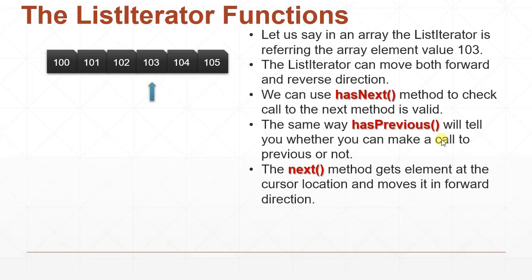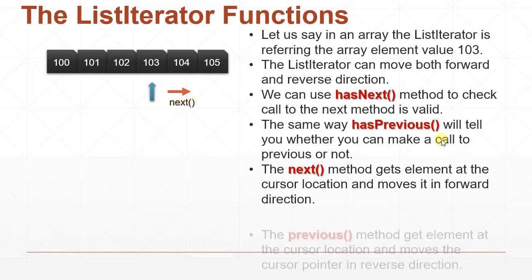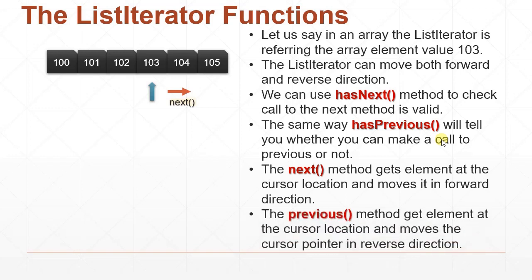The next method gets the element at the cursor location and moves the cursor in the forward direction. For example, at present we are at 103, and if we make a call to next, we will move in the forward direction. That means the cursor moves to position 104. The previous method gets the element at the cursor location and moves the cursor pointer in the reverse direction. That means from 103 it will move to 102.